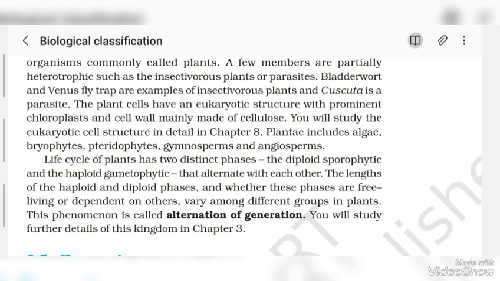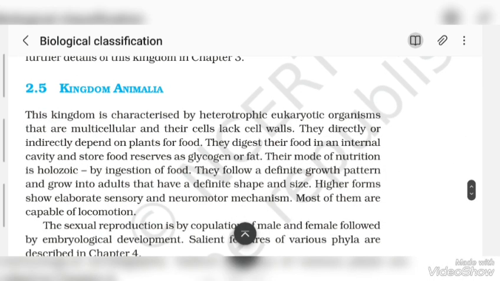Life cycle of plants has two distinct phases: the diploid sporophytic and the haploid gametophytic, that alternate with each other. The length of the haploid and diploid phases and whether these phases are free living or dependent on others vary among different groups in plants. This phenomenon is called alternation of generation. You will study further details of this kingdom in chapter number 3.